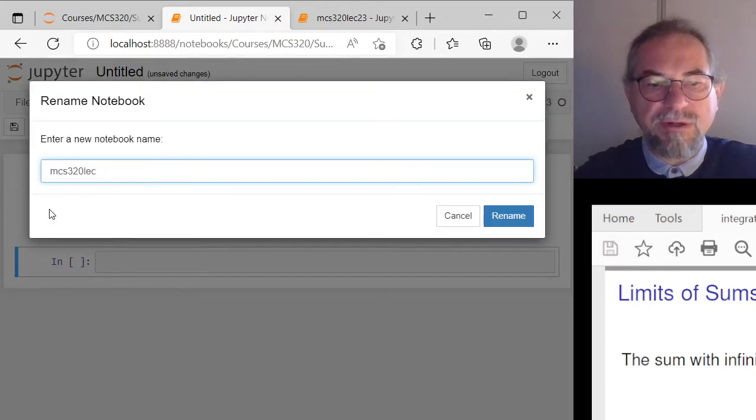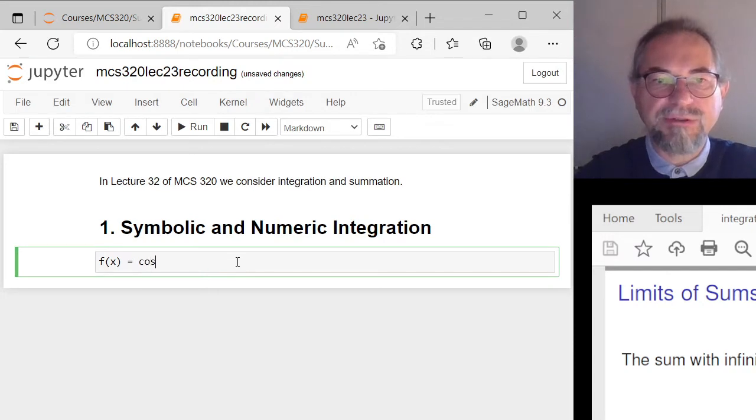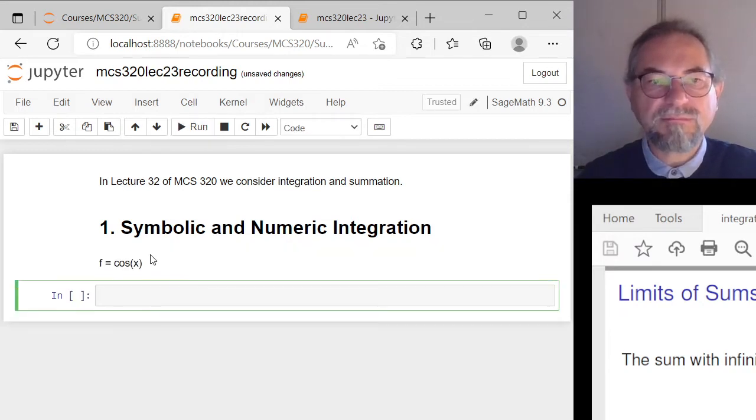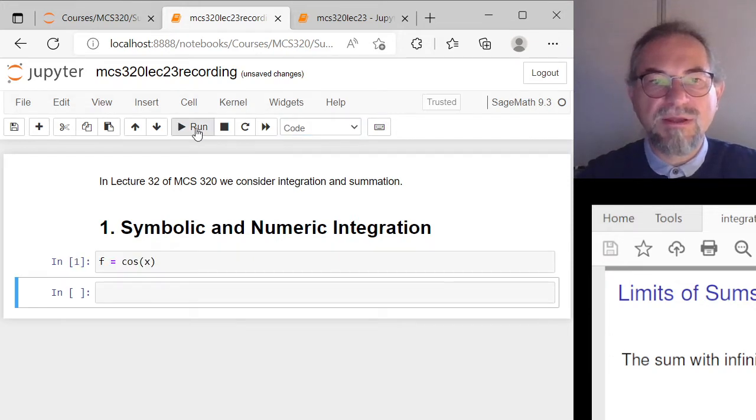So this is my notebook that I will use for the recording. So let us consider a very simple expression. I have the cosine of x, and I will define this as an expression, and this should be executed in a code cell.